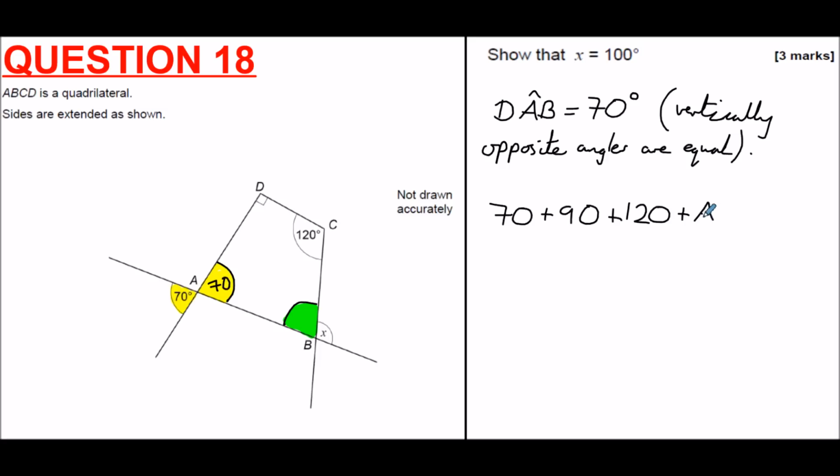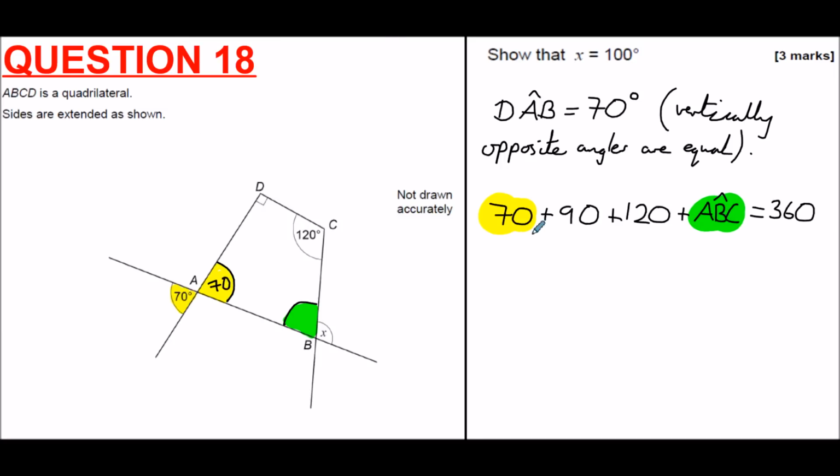So we can label this angle ABC. It's always the middle letter. That'll add up to 360 degrees, because angles inside a quadrilateral will add up to 360. You can think of a quadrilateral as two triangles glued together.